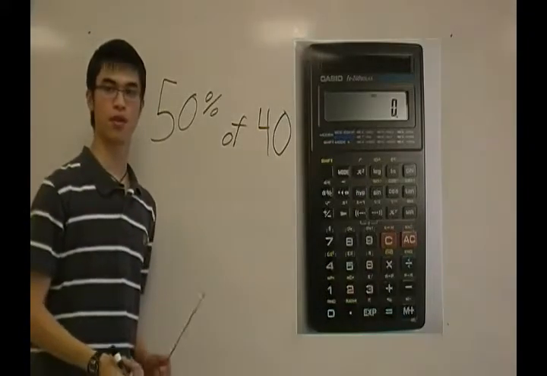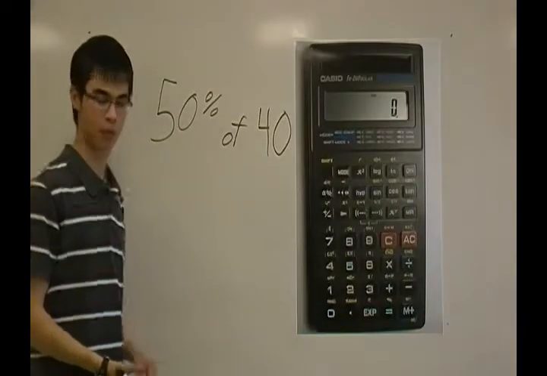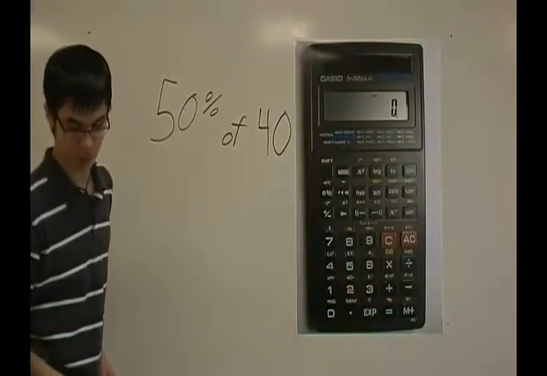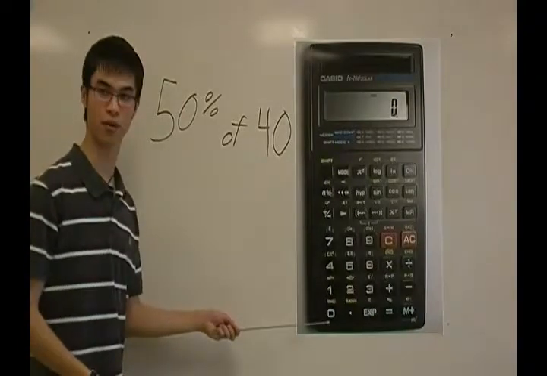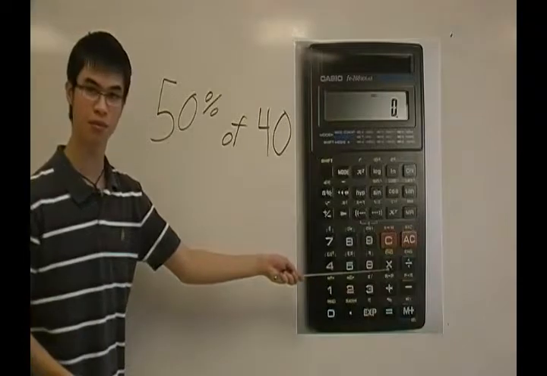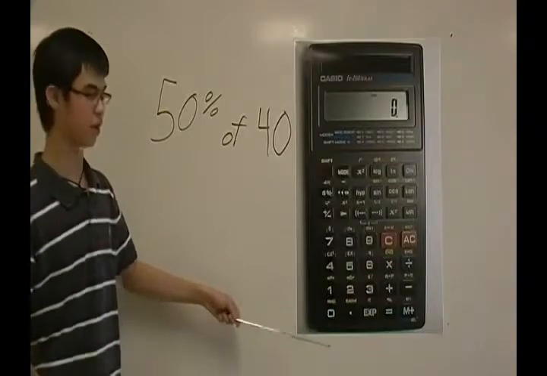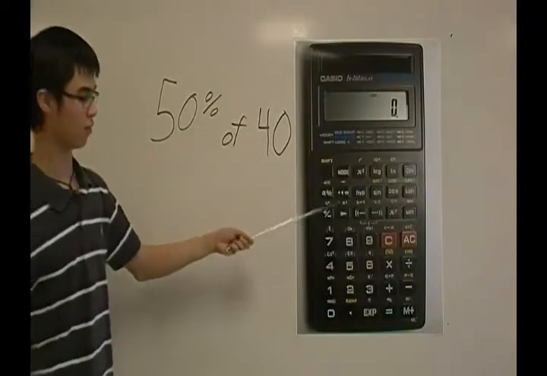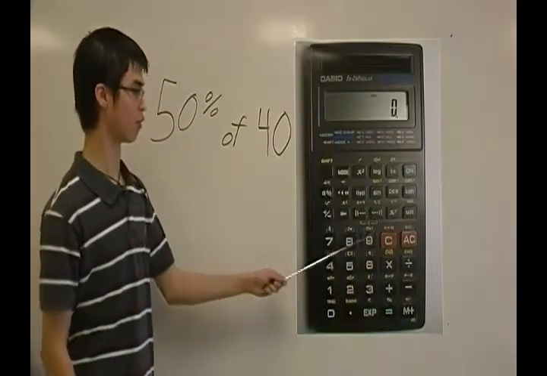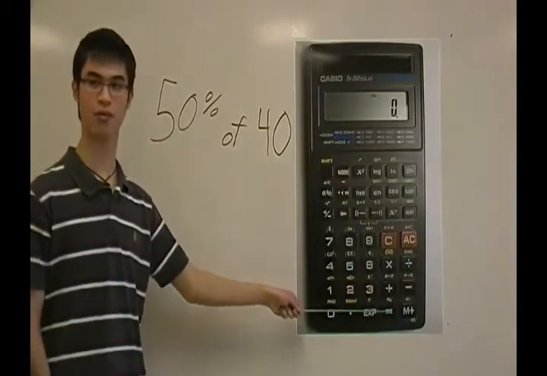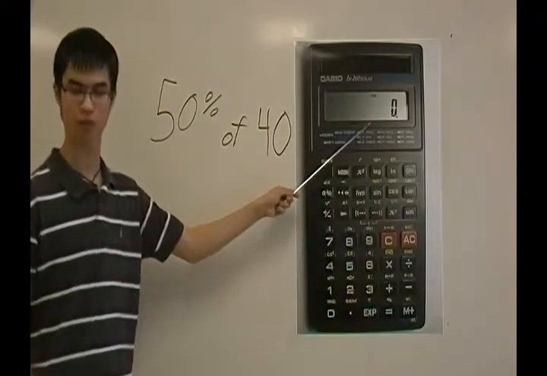This will probably be the hardest thing you'll have to do with the calculator. Now let's get started with this. What you'll hit first is 40. So you'll type in 40 times 50. Then you'll hit the shift button. Now the percentage symbol is this right here. It's right above the equal button. So now you hit this, which will be recognized as a percent button. Then you will come out with your answer, which is 20.